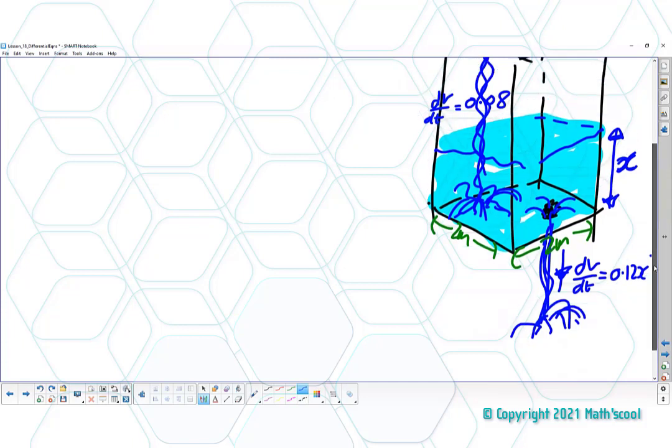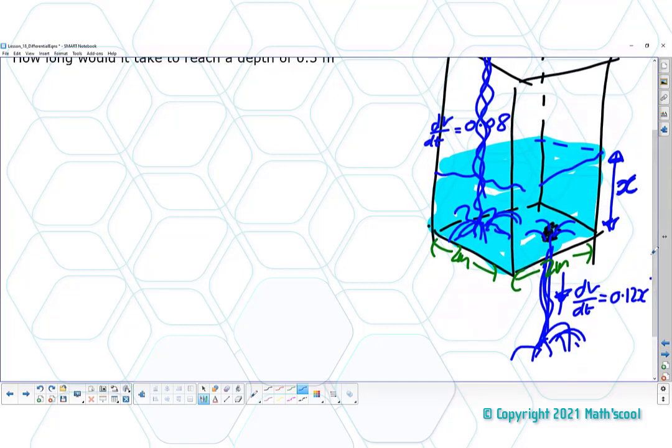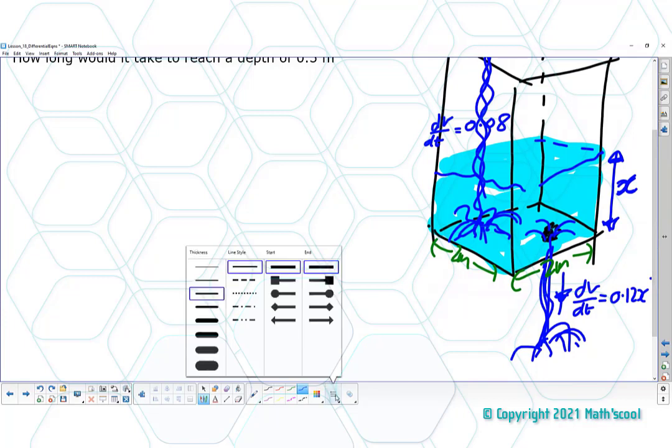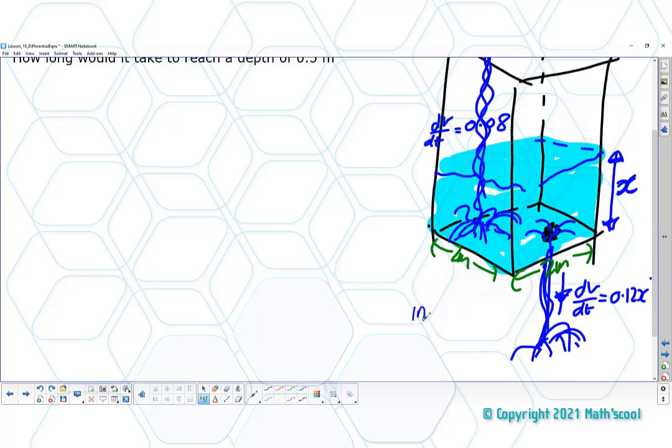Ah, well, look, I'm going to differentiate them. This is water flowing in, so I'm going to call that dV in by dt, and I'm going to call this one dV out by dt. One is volume in, the other is volume out. So I've just labeled them differently so you know which is which.